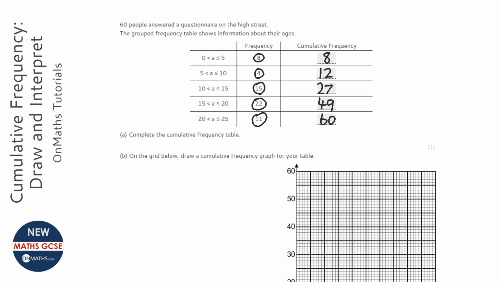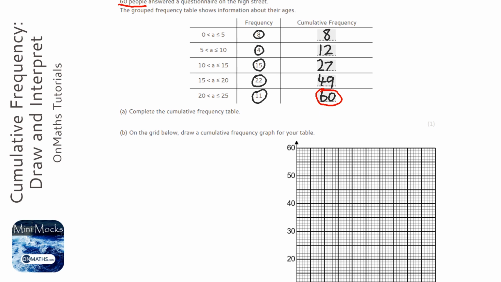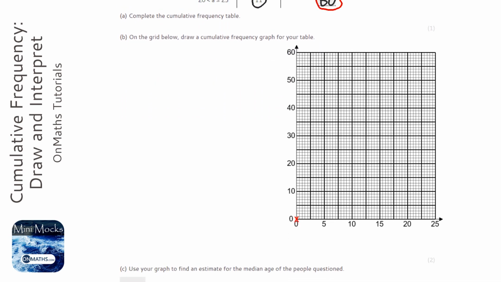Now, a way of checking this sometimes is that the last one should be the total amount of whatever it is. Well, it tells us there's 60 people in the question, so we should end with 60. Now we need to plot that onto our graph, and we're going to do that. So the first one is, so what have we got?